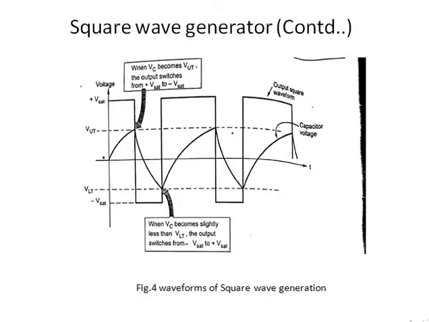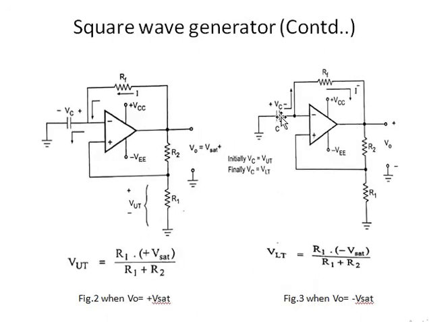Now, during negative V saturation, the capacitor will start discharging through this resistor RF, and it will start discharging towards negative V saturation. Okay. Now, during negative V saturation output, the voltage available over here is lower threshold voltage, which is the feedback factor multiplied by output, which is negative V saturation. Now this lower threshold value will be greater than negative V saturation.